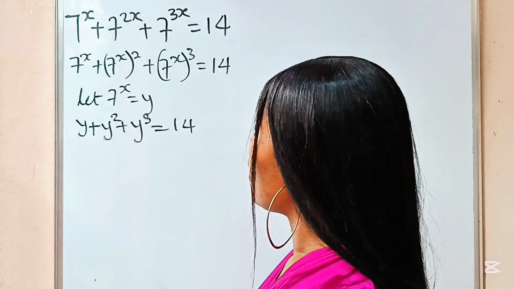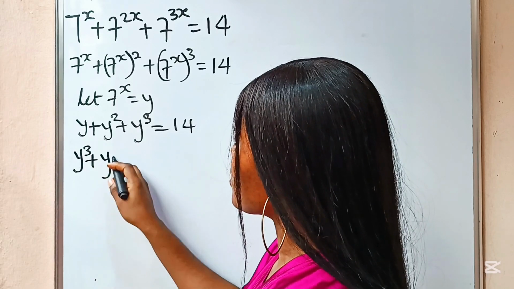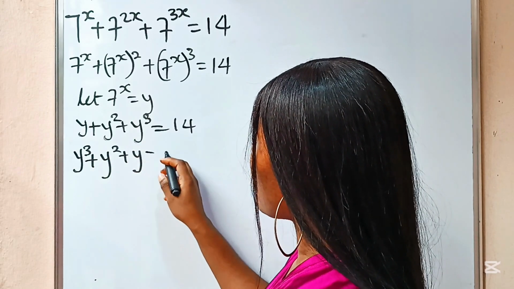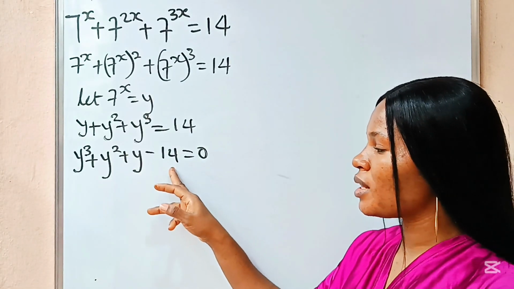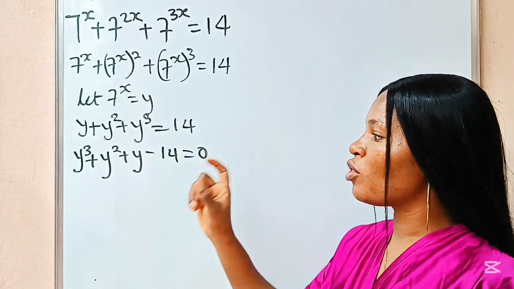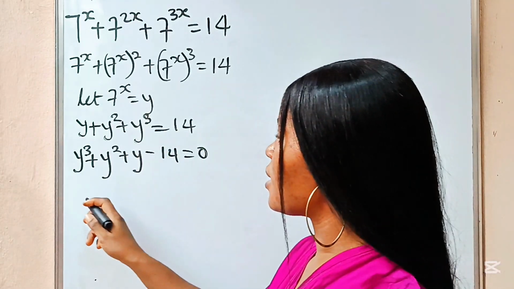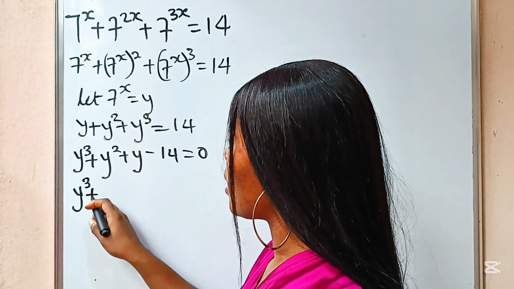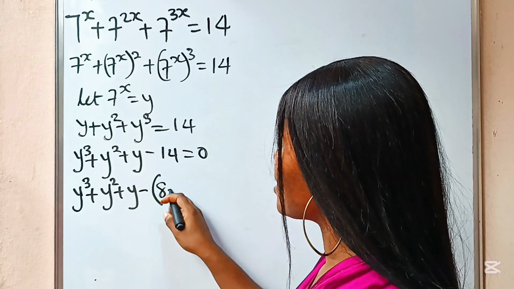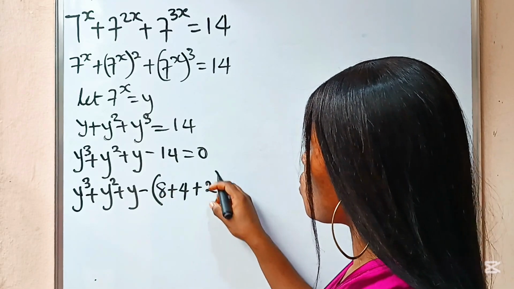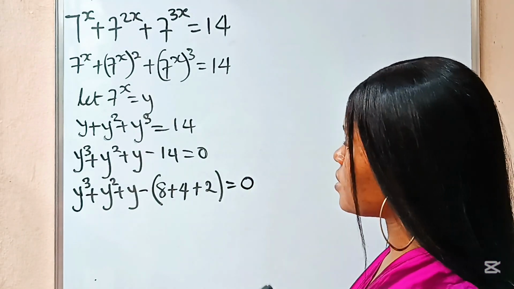Okay, so we can write this as y to the power of 3 plus y to the power of 2 plus y minus 14 is equal to 0 if we bring this in. Now I want to express 14 in this form. So it's going to be a number cubed, the same number squared, plus the same number to give us this 14. And that should be, we have y to the power of 3 plus y squared plus y minus, so this will be 8 plus 4 plus 2, right? 8 plus 4 is 12, and 12 plus 2 is 14, is equal to 0.